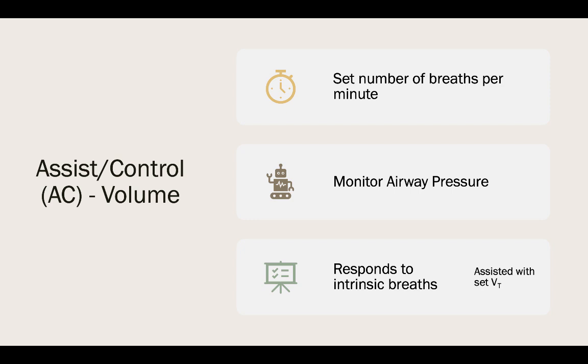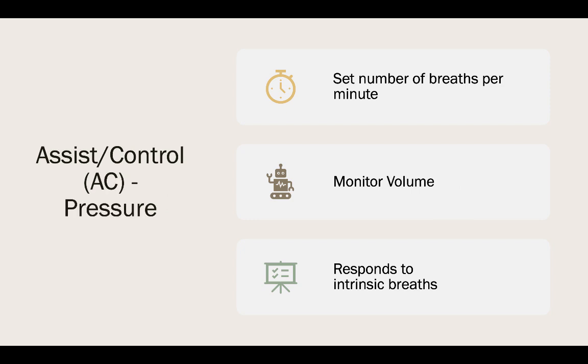So if we set it at 500 and your patient initiates a breath, it's going to deliver it at 500. So under assist control, if we're doing volume control, just know that each breath is being delivered to a specific volume, and that's how the vent knows it has inflated the lung, and we need to monitor our pressures.